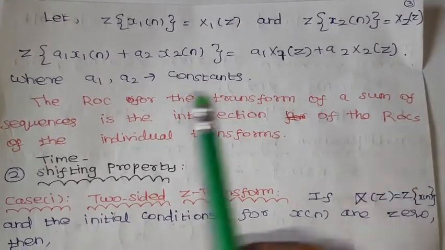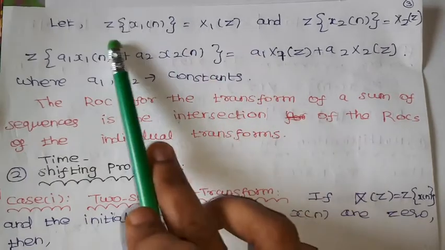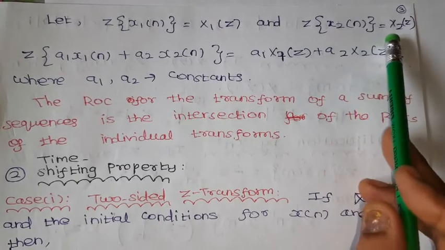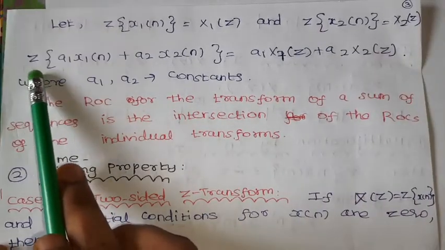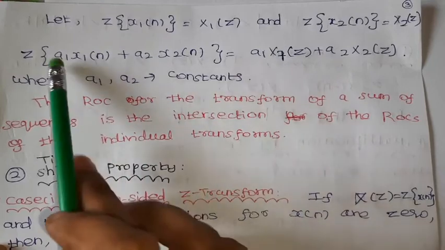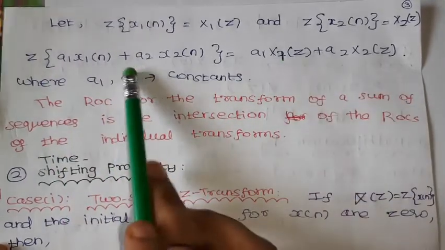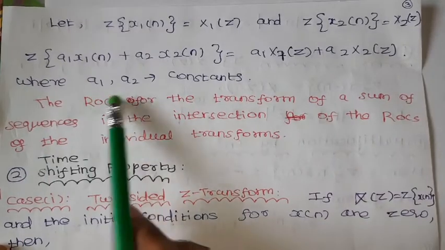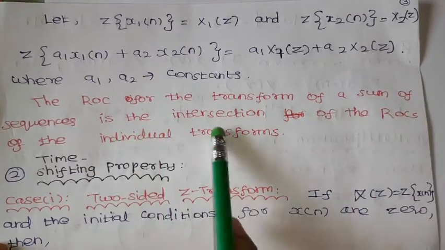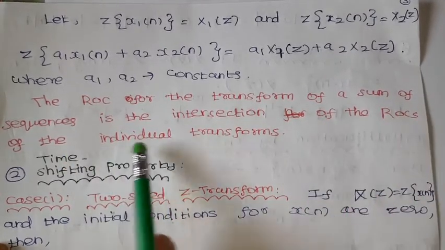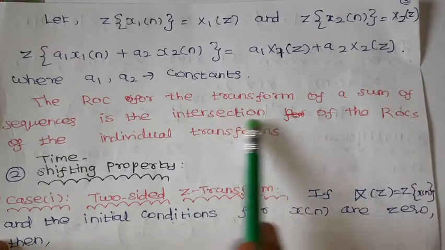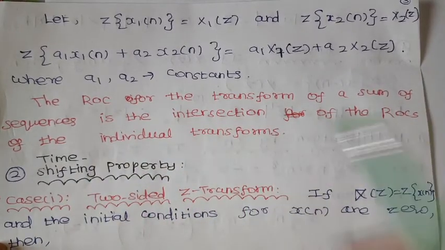Let x1 of z be the Z transform of x1 of n, and the Z transform of x2 of n equal to x2 of z. Then the Z transform of a1 x1 of n plus a2 x2 of n is equal to a1, taking the constants outside, x1 of z plus a2 x2 of z, where a1 and a2 are constants. The ROC for the transform of a sum of sequences is the intersection of the ROCs of the individual transforms.